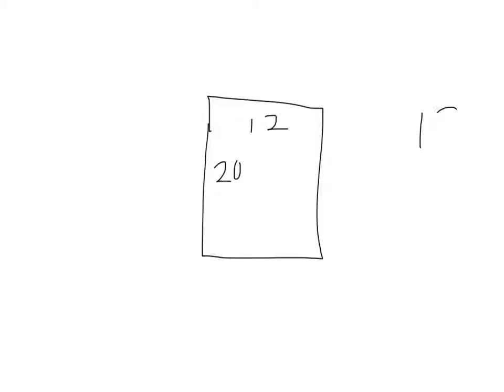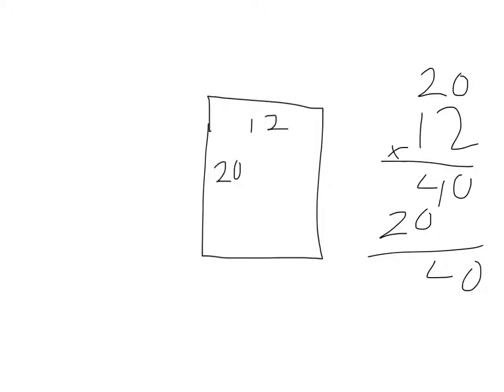So how we find the area is we do the number times the other number, so 12 times 20, and so 0 times 2 is 0, 2 times 2 is 4, 1 times 0 is 0, and 2 times 1 is 2, so 0, 4, 2, so 240 square feet, and so that is our first area.